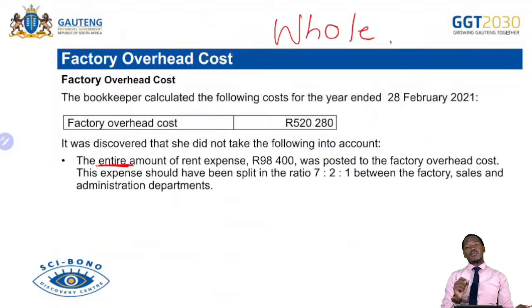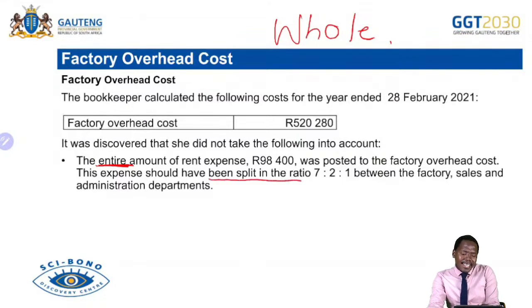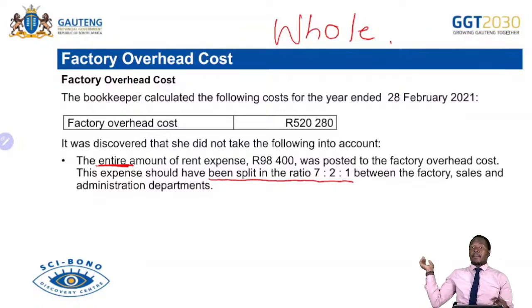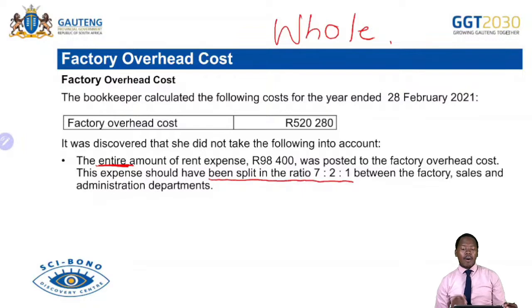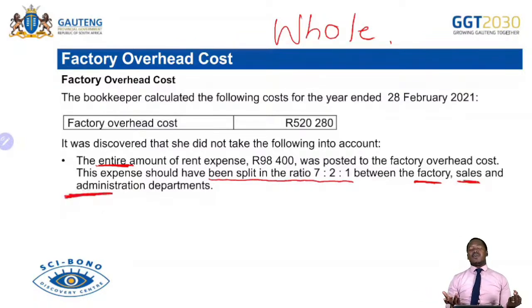Now, what were we supposed to do, grade 12? This was supposed to be split. This expense should have been split in the ratio 7 is to 2 is to 1. That is how we're supposed to split it. But what we've done, we've just taken the 100% of it, put it under factory. That is our mistake. So you must do an adjustment. How are we splitting it? We are splitting it between the factory, sales, and the admin. Now, grade 12, how do I know that I have 3 numbers there? I have 7, I have 2, I have 1.